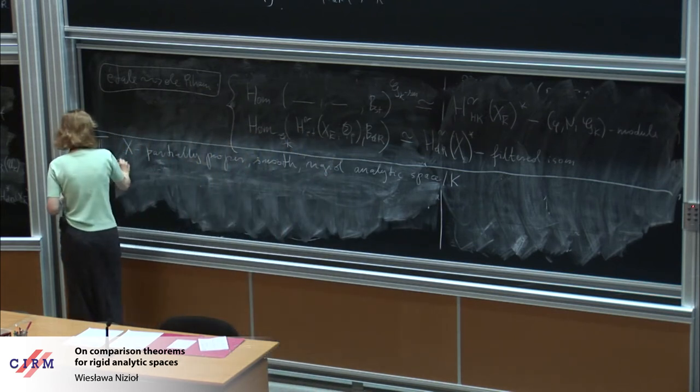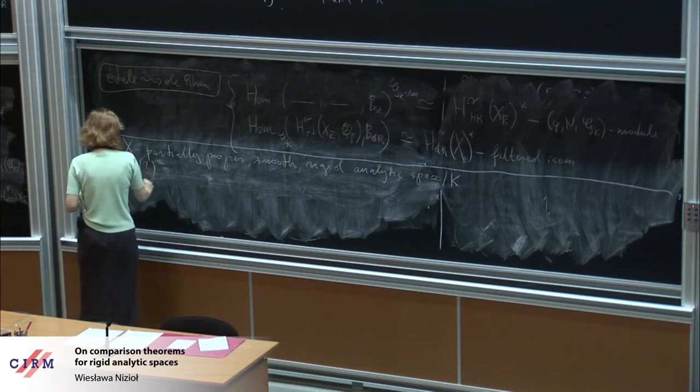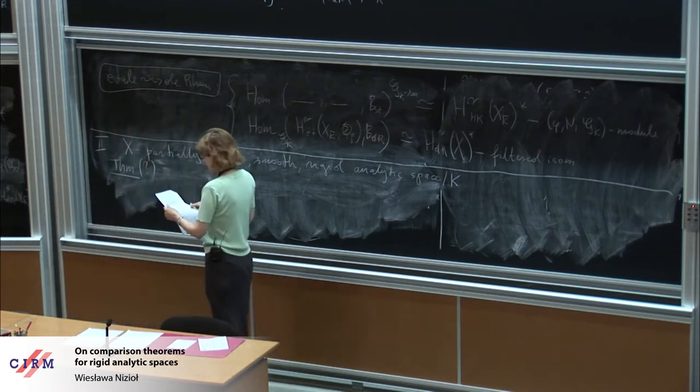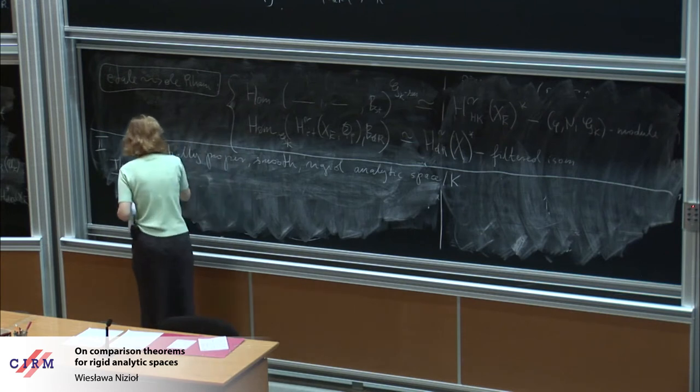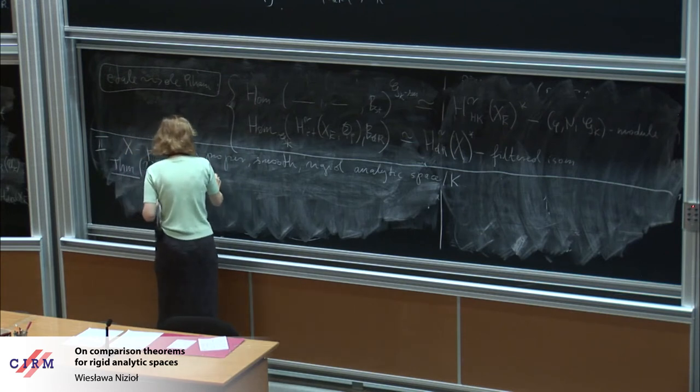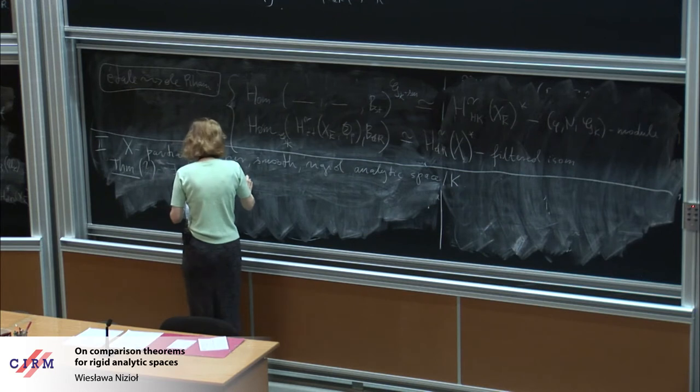So the theorem, I put a question mark here because this is really in progress. So we have that, again, there exists a bi-Cartesian diagram.